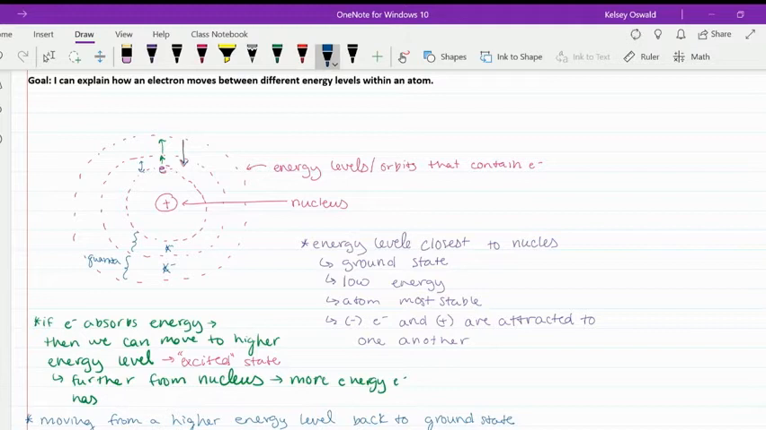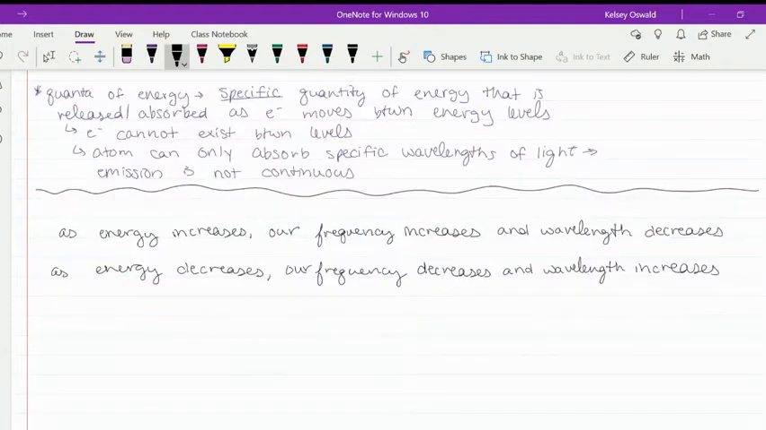Okay, what we're going to look at next is how we can calculate how much energy we're releasing or absorbing. Already remember that as the energy of our wave increases, our frequency, or how many crests we have per second, also increases while our wavelength decreases. Now, on the opposite side, as energy decreases, our frequency is also going to decrease and our wavelength is going to increase. So as energy decreases, our crests are going to get further apart. So we have less crests per second.